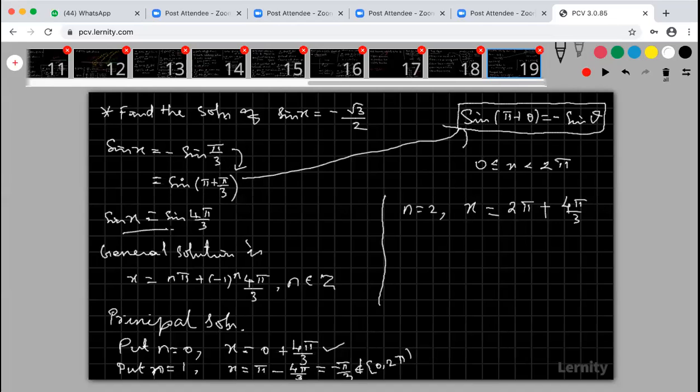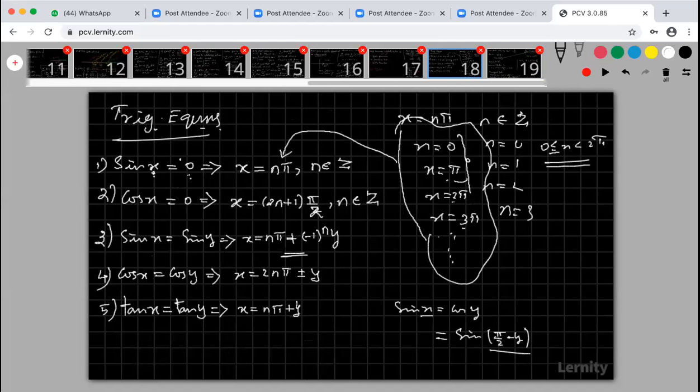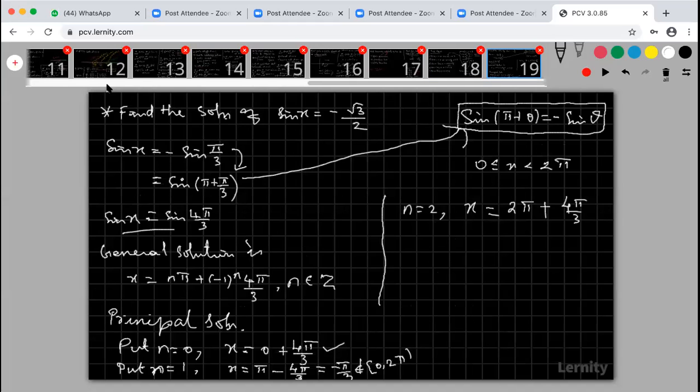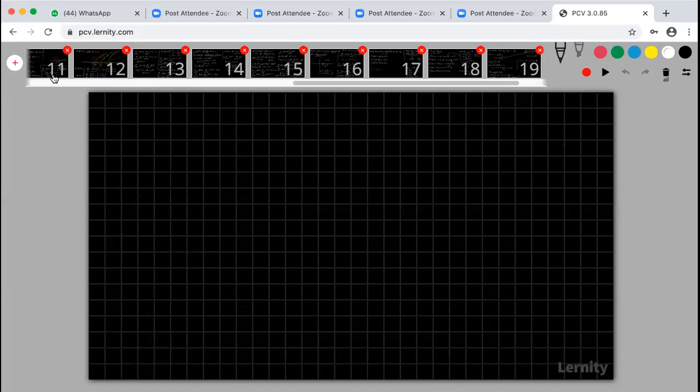Okay, and come to the general solution. Sin x is equal to sin y. I am writing x is equal to n pi plus minus 1 the whole power n into y. Just apply the identity. Now come to the next problem.